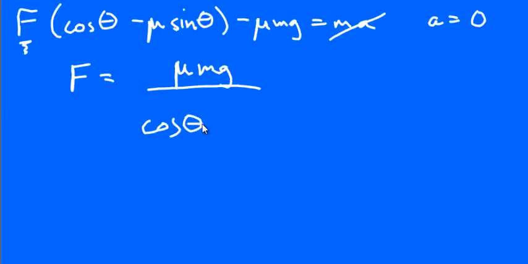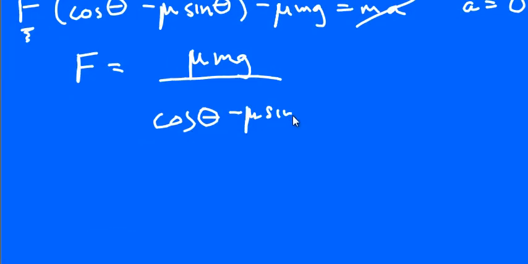I get this expression here. Okay, and what you have in effect is, let me rewrite F on the left side of the equation, you have F as a function of theta, right? If you look at the expression on the right side, it's just constants, right? Mu, m, and g, and then theta. So you have F as a function of theta.